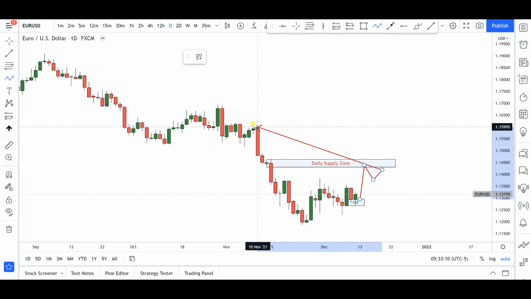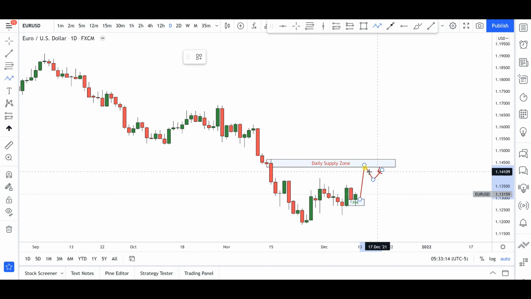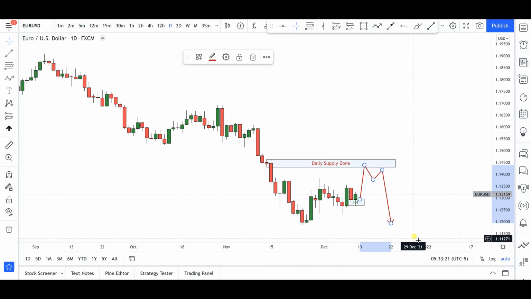Now, also remember that we have this supply zone in this area, so that's something to keep in mind. But I like this particular daily supply zone better. From here, any reversals to the downside, I'll be looking for an opportunity to go short for further continuations to the downside from the daily time frame.